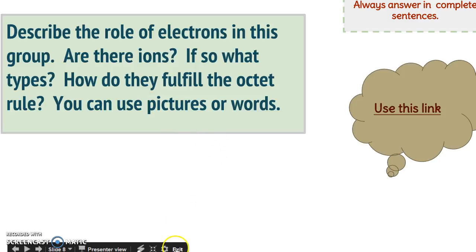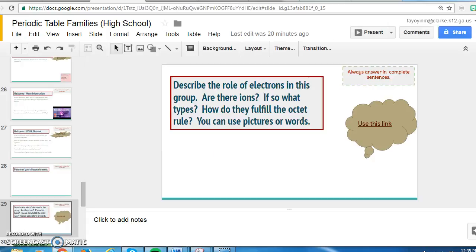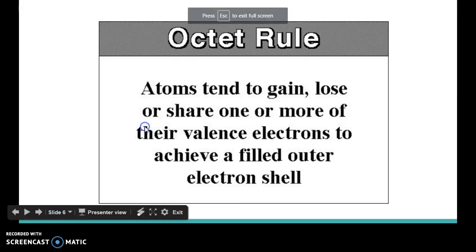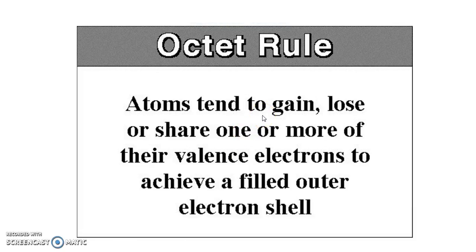So you might be saying, hey, what is the octet rule, Mr. Fayoyin? Well, the octet rule is this. Pretty much the octet rule says atoms tend to gain, lose, or share one or more of their valence electrons to achieve a filled outer electron shell. So they always want 8. They always want 8 valence electrons. Atoms do.